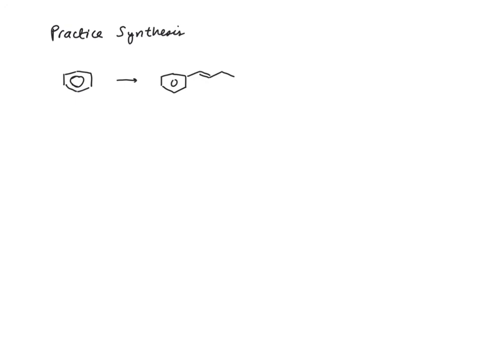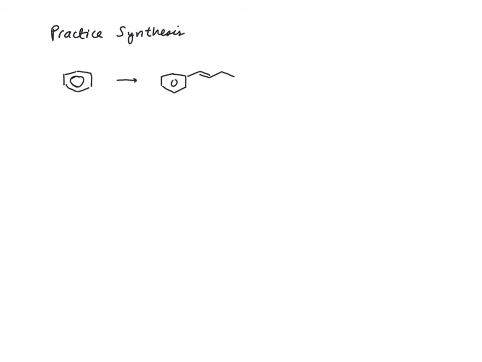So here what we want to do is consider how we're going to install our alkyl group. Before we get to the alkene, we've got to put our alkyl group on. And here we want to think about Friedel-Crafts alkylations and acylations. And we know that a Friedel-Crafts alkylation is not the right way to go because our carbon is primary.